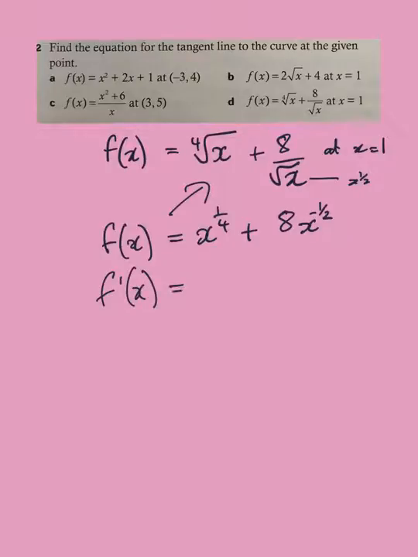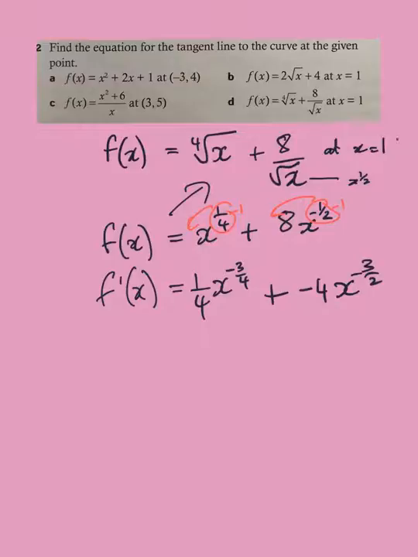So now let's differentiate that. That's not so difficult, is it? So we take this to the front. So that's 1/4. And then we have to subtract 1 from this. So what's 1/4 minus 1? It's going to be negative 3/4. Plus, now remember, we take this to the front. So that's negative 1/2 times 8, which is negative 4. And then negative 1/2 minus 1 is going to be negative 3/2. And that's our gradient function.